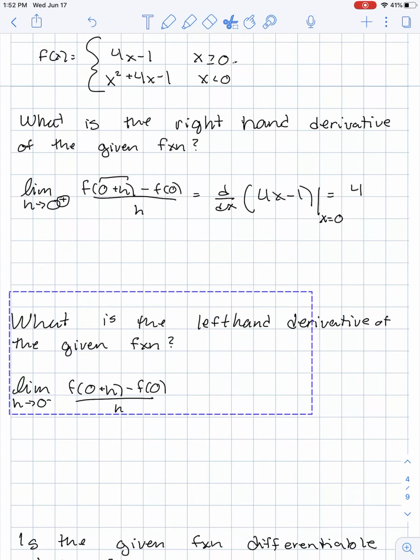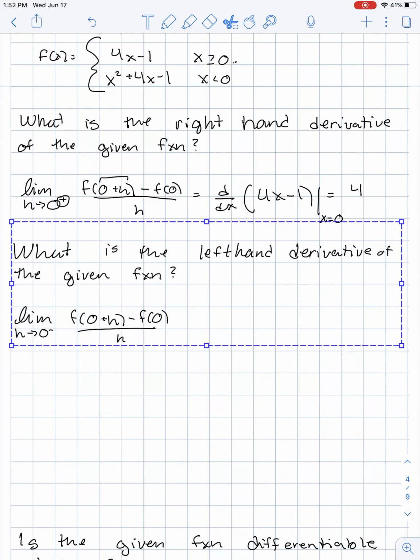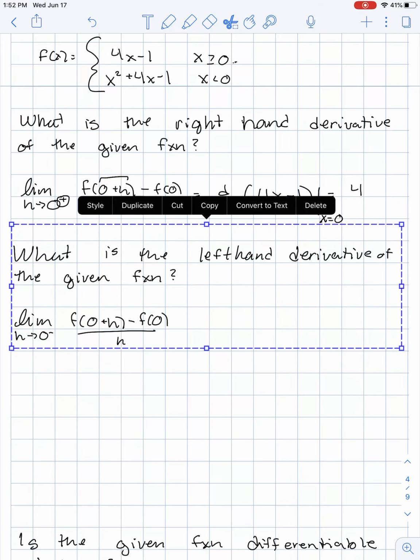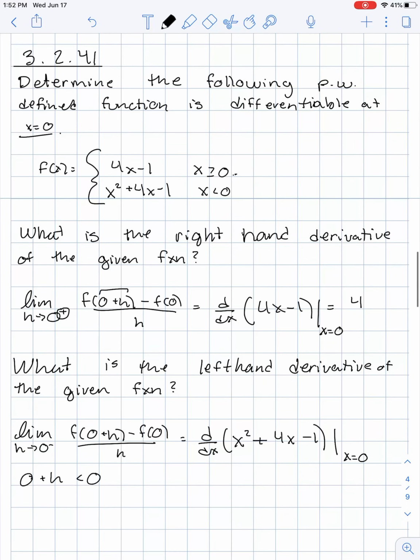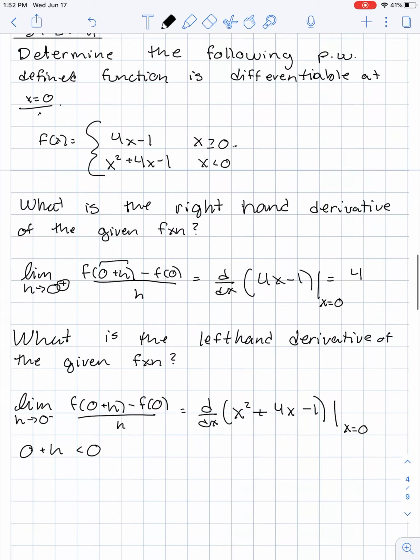Now I can gain back some area because I gave too much room. So now what's the left-hand derivative of the given function? Now we're going from when h is less than 0, so that means that 0 plus h is going to be less than 0. So we're going to find the derivative of x squared plus 4x minus 1 and evaluate that when x equals 0, because I care about finding the derivative at 0, if it exists.